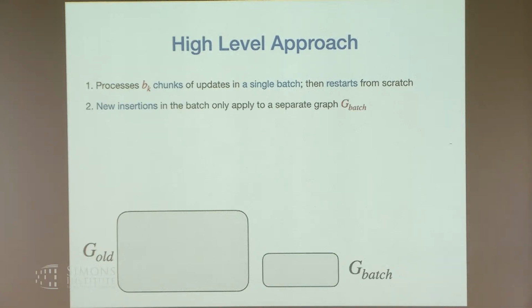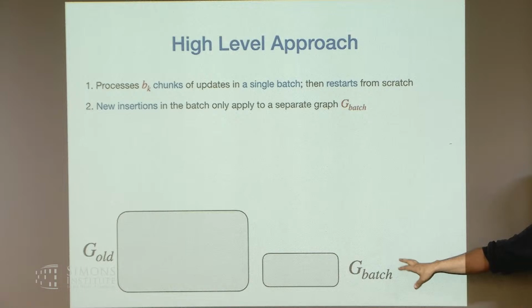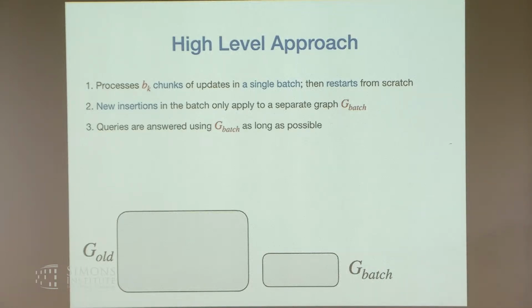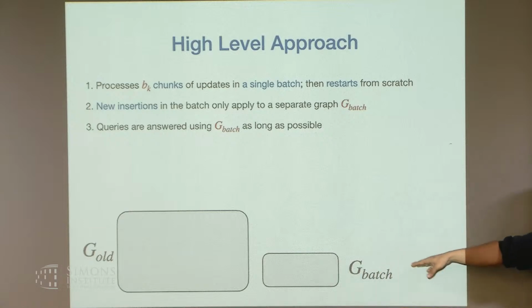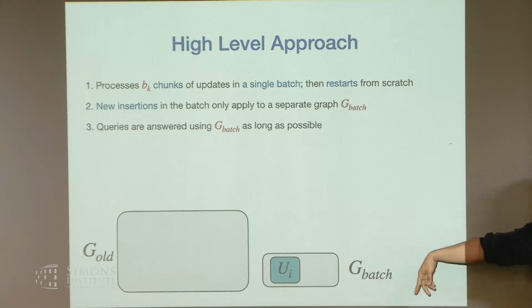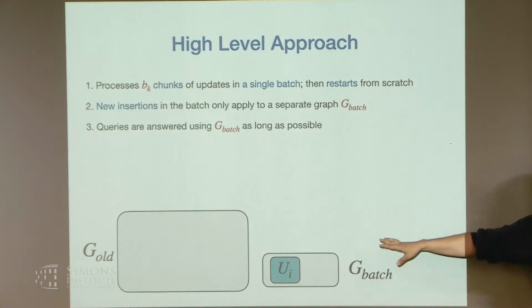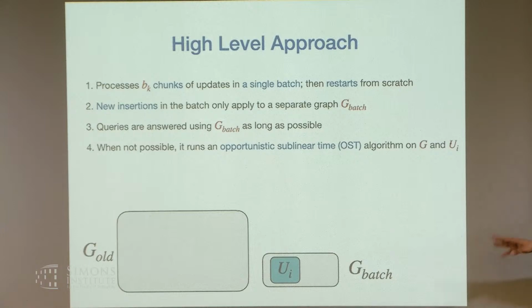During this batch of updates, whenever you have an insertion, you add it to a new graph, this graph G batch. So all the updates go here. All the insertions. If there is a deletion that happens in the previous graph, you remove it from there. But all your insertions, you pack them here. Then when you have a query with a set of vertices, you have to find a large matching. You see if you can answer it inside this G batch graph that you are maintaining. It's a smaller graph, so it might be easier to answer here. So you try to answer it here. If it's possible, you're done.